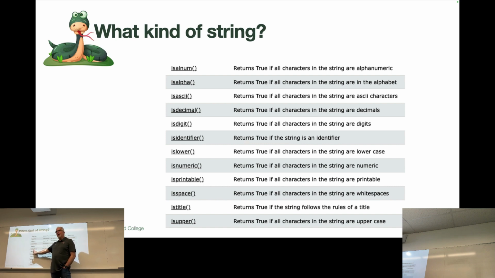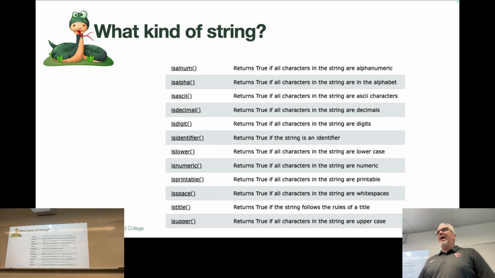You're like, why would you use that? Because you're not actually naming a variable, you're testing a string. But people write Python code to analyze Python code, in which case you might want to know whether something is a valid identifier or not. Is lowercase, is numeric, is printable, so printable characters, is space, is title case, is just like the title of a book. First letter of each word is uppercase, others are lowercase, and is upper. So there's all kinds of reasons that you might want to use those to find out more information about a string.